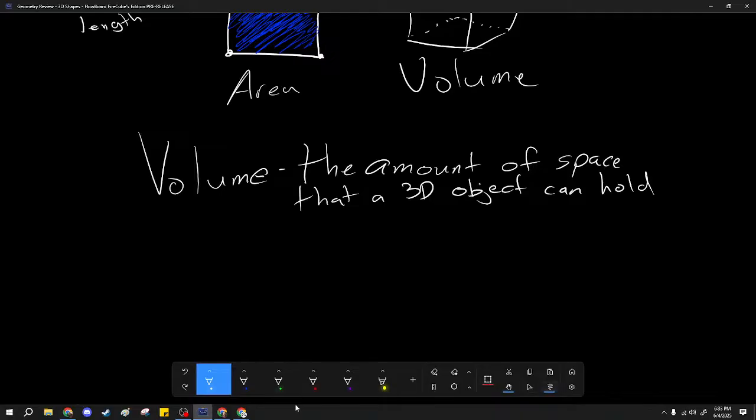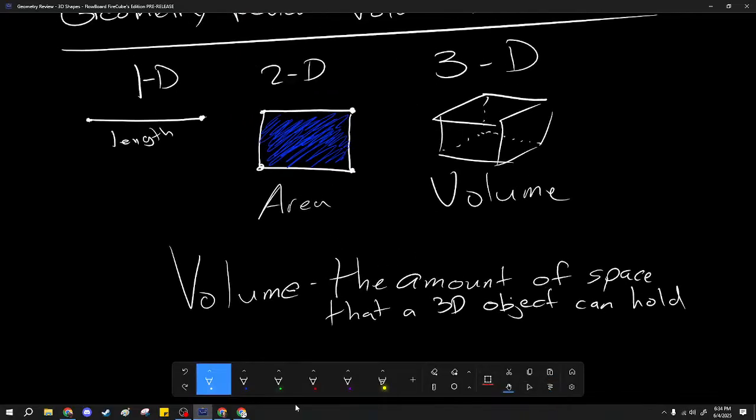Backing up here, for area, it's how much can fit into this 2D shape. If you're looking at a plot of land, how much grass can you fill in the plot of land? Volume is how much can be filled into this container. If you have an empty box that you're filling when you're moving out, how much can fit inside the box? How much can it hold? That's what we're going to focus on.